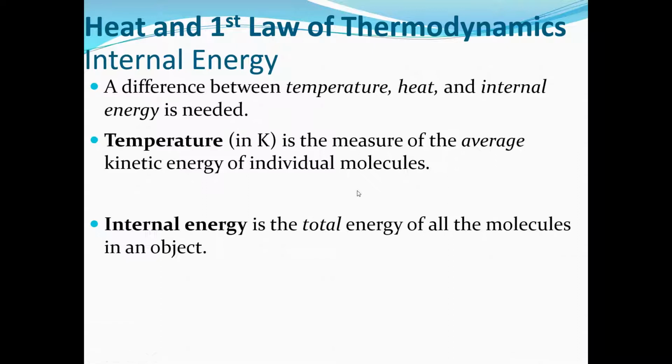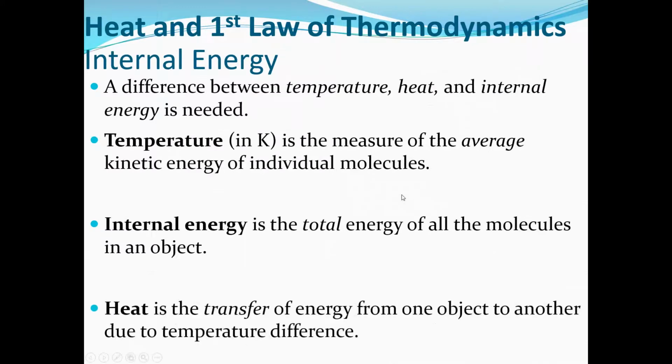We have internal energy, which is seen as the total energy of all the molecules. So this is looking at all the molecules and adding up all their energy. Heat, on the other hand, is how much energy gets transferred from one object to another based off of temperature difference. So internal energy is how much energy an object has, while heat is how much that actually gets transferred from one point to another.